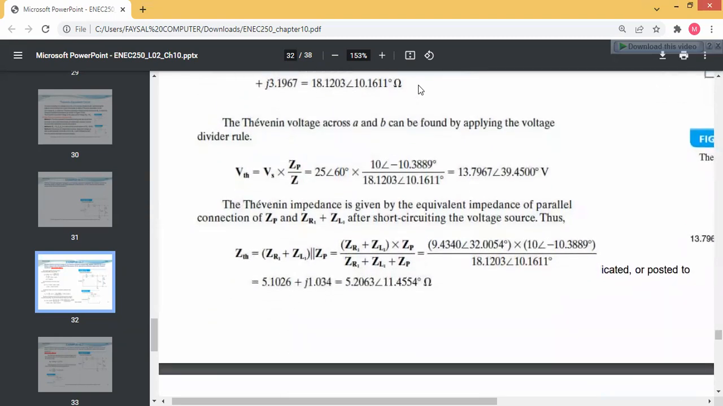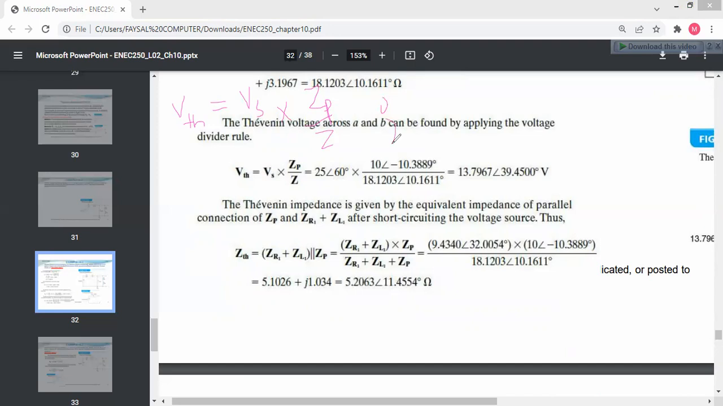Now we have to find the Thevenin voltage. The Thevenin voltage is the important thing. V Thevenin, VTH, equals Vs multiplied by Zp divided by Z. This is the Thevenin theorem across A and B terminals.